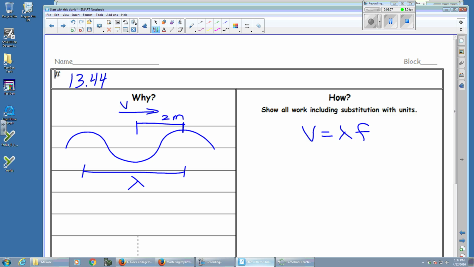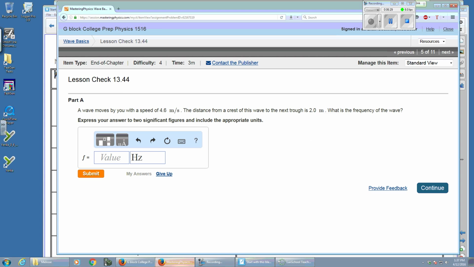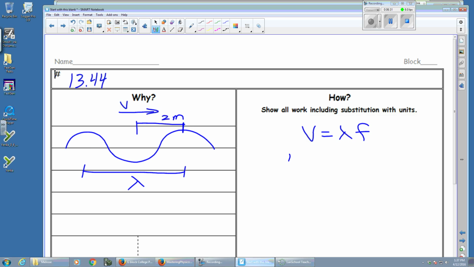They tell me my v, 4.6 meters per second. They tell me my lambda, that's going to be 2 times 2 meters. And they ask me for my frequency.